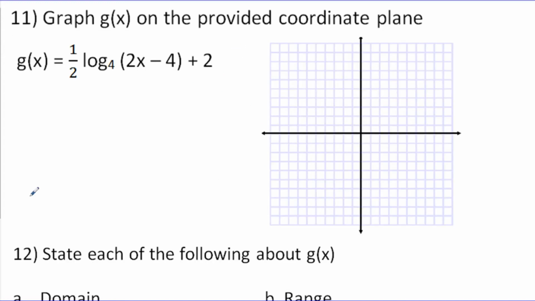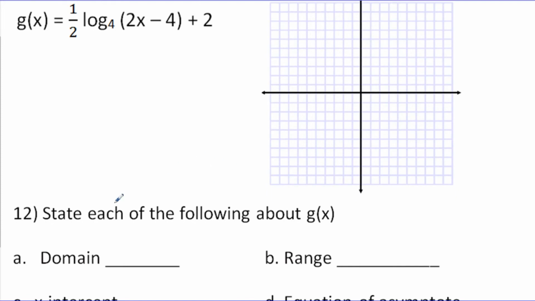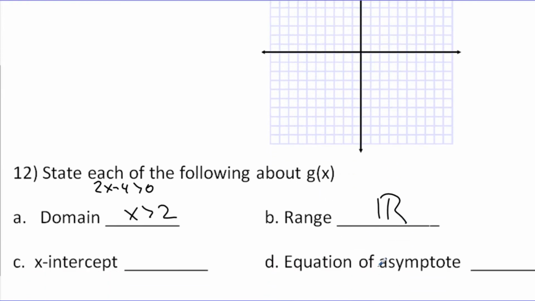Okay, so again I'm going to come down here. Here's your domain. Domain is when is 2x minus 4 greater than 0? Well, that looks like when x is greater than 2, right? So you can solve that. x is greater than 2. Okay, the range is always everything. Okay, the asymptote is the same value as the domain, but we're going to say the line x equals 2.